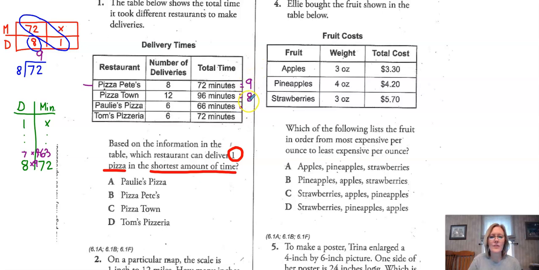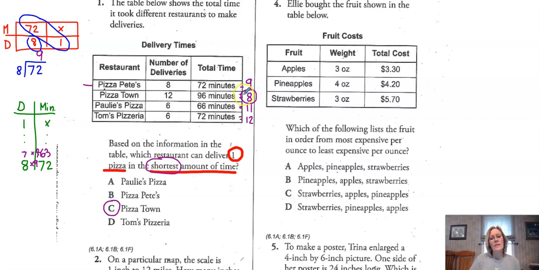Polly's Pizza can do 11, and that's because 96 divided by 12 is 8. 66 divided by 6 is 11. It's just coming down to the one thing we need, isn't it? And then 72 divided by 6 is 12. And which one of those is the shortest amount of time? We look over here. Per delivery, that means for one delivery, this one takes less time. So Pizza Town is going to be our answer there.